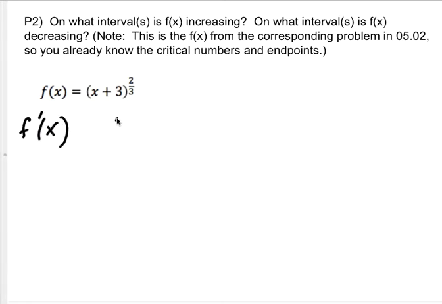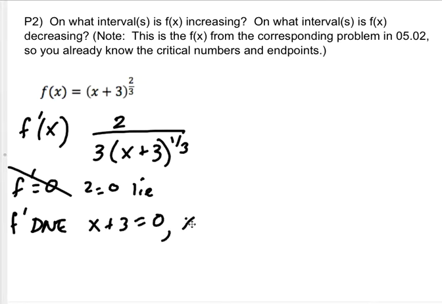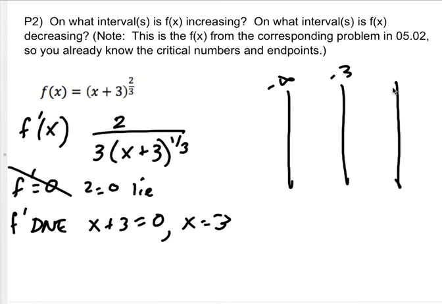This is going to end up being 2 over 3 times (x plus 3) to the 1/3, okay? So we already found that there's no places where f prime is 0 because 2 equals 0 is a lie, right? We found that f prime does not exist, and again, this was in the previous video, where x plus 3 was 0, so at x equals -3. That's the only number that's going to go on my sign chart, right? So when I list my sign chart, it's going to go from -infinity to -3 to infinity.